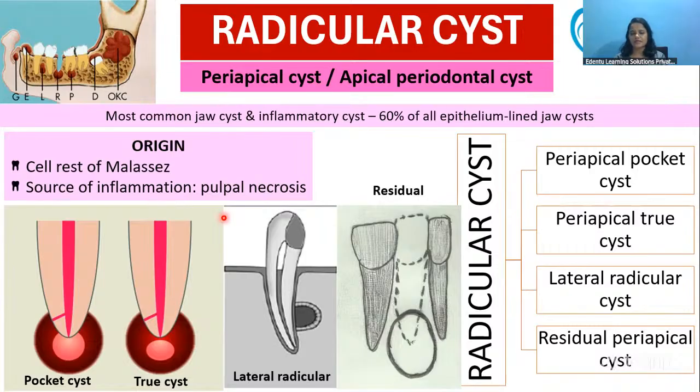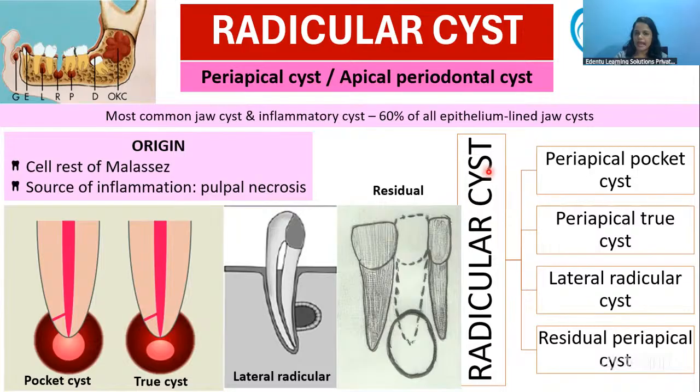What is mainly happening is that because of some kind of trauma or caries, pulpal necrosis occurs, and then the infection goes into the apex of the root and from there invades the underlying bone. So it forms a cyst-like structure at the apex of the root, which results in the formation of the radicular cyst. Mainly the origin of this radicular cyst is from the cell rests of Malassez, which are the remnants of Hertwig's epithelial root sheath.